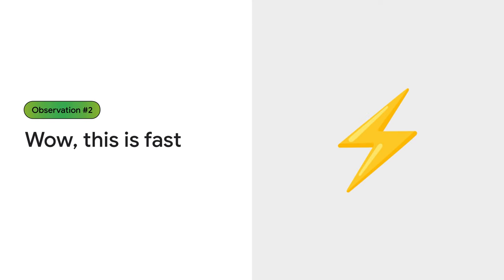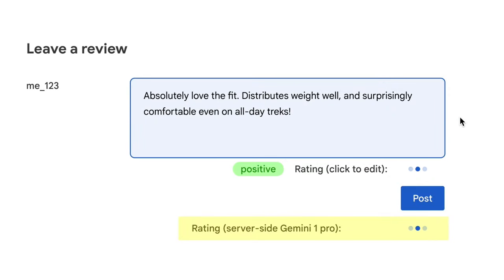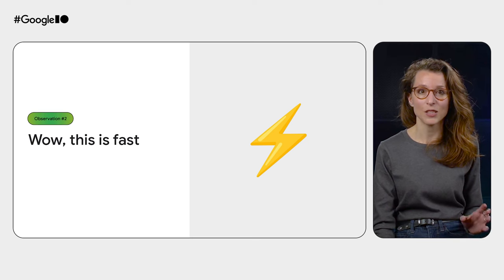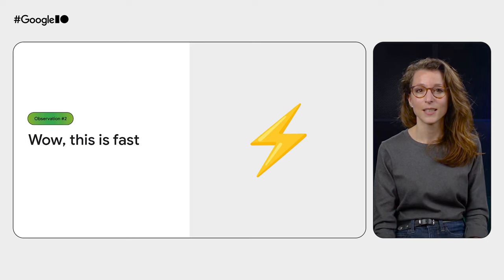Observation number two. Whoa, this is fast. Gemma rating and Transformers.js sentiment analysis beat server round trips for speed. So what's great is we get instant feedback as the user stops typing. I'm using an 800 milliseconds timeout here.